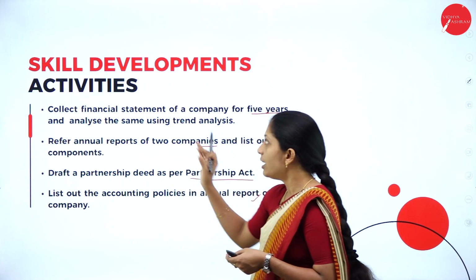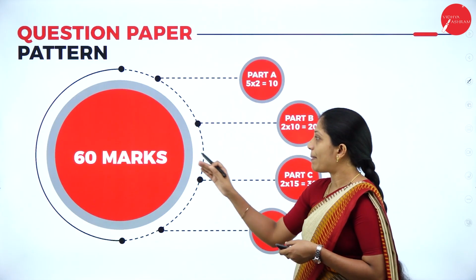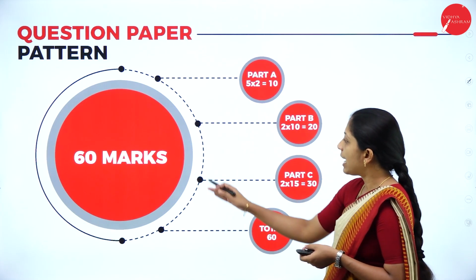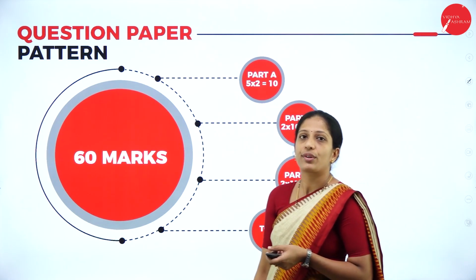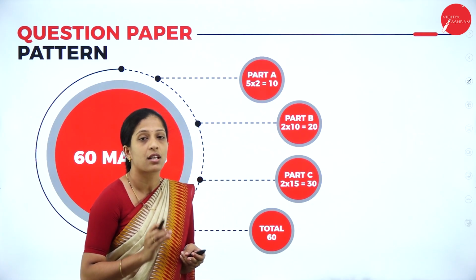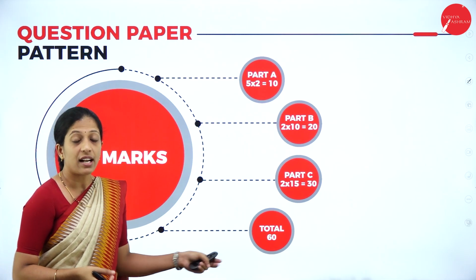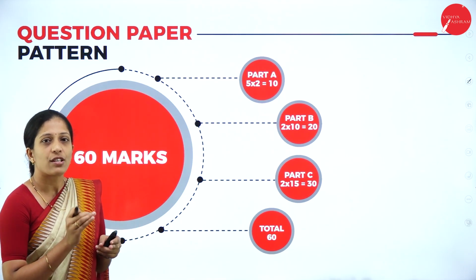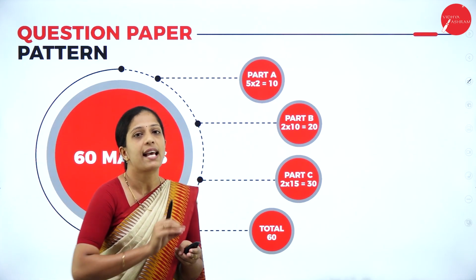Okay, so these are the skill development activities. Now let us see the question paper pattern. This is your external examination question paper pattern and it is for 60 marks. As I told you, you are going to write your external examination for 60 marks, and the remaining 40 marks will be provided by your college, based on your skill development activities as well as internals plus assignments.